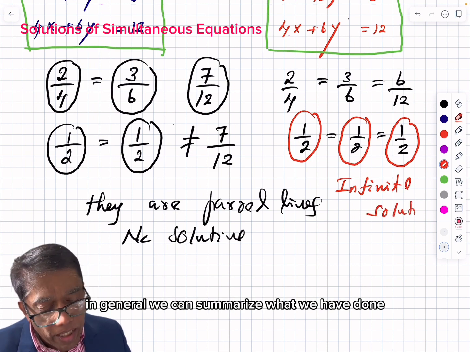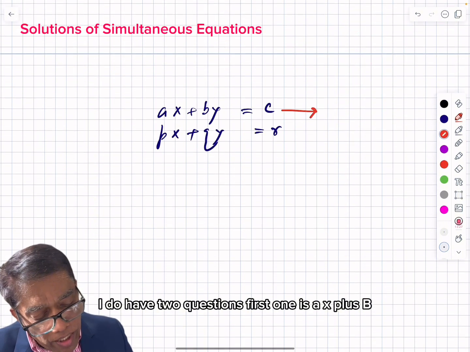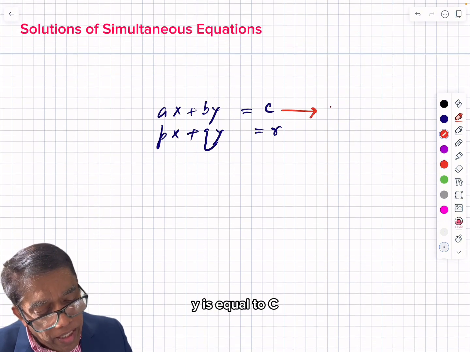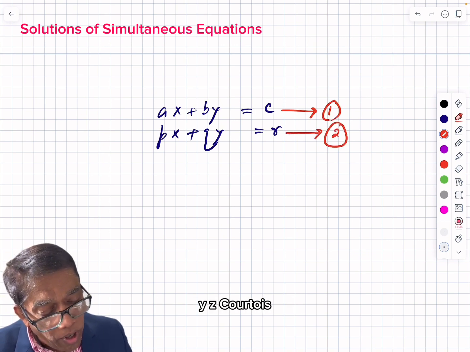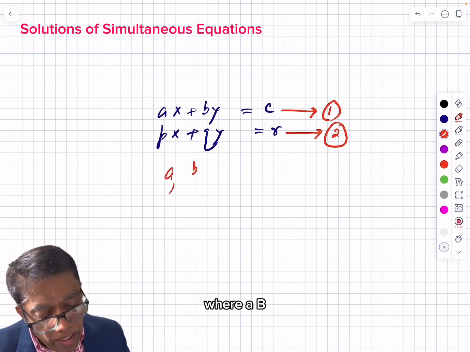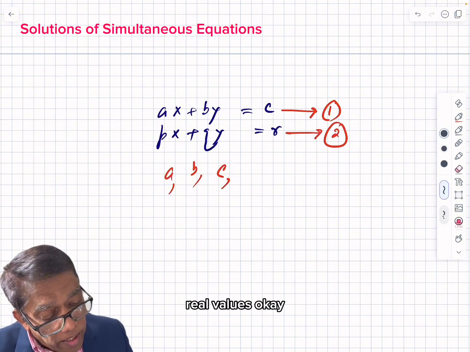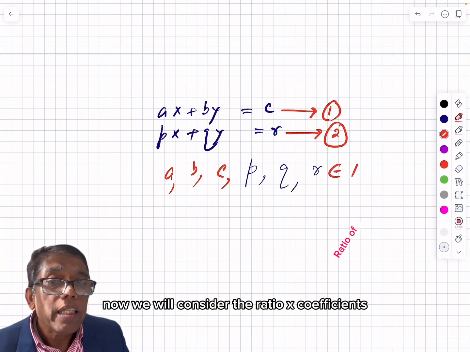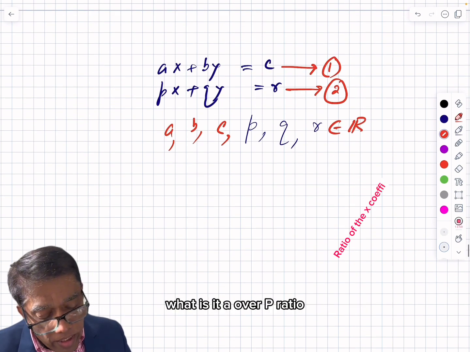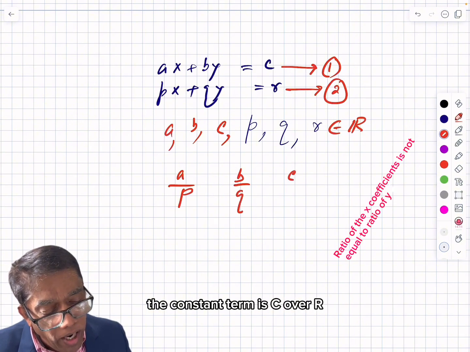In general, we can summarize what we have done. I have two equations. The first one is ax plus by is equal to c. The second one is px plus qy is equal to r, where a, b, c, p, q, r are real values. Now we will consider the ratio of the x coefficients. What is it? a over p. The ratio of the y coefficients is b over q. The ratio of the constant terms is c over r.